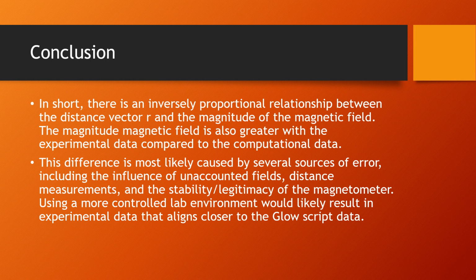Cool. So in short, there is an inversely proportional relationship between the distance vector r and the magnitude of the magnetic field. The magnitude of the magnetic field is also greater with the experimental data compared to the computational data, which is very interesting. This can most likely be caused by several sources of error, I believe, including the influence of unaccounted fields from outside devices, like even my laptop, for example, distance measurements, and the stability and legitimacy of the magnetometer app, because it was free. I don't know how accurate it would really be.